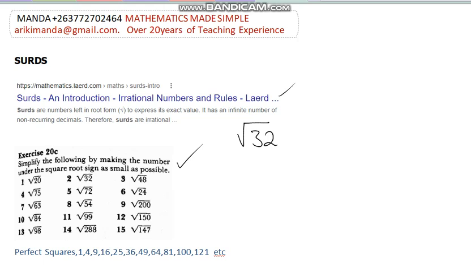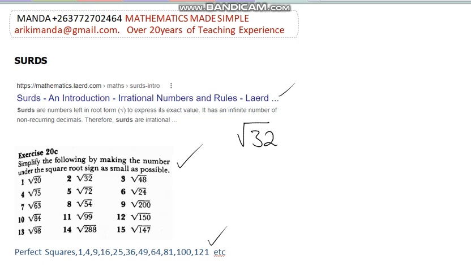If we are to make the number under the square root sign as small as possible, we should divide the number by a perfect square. Let's look at perfect squares. These are examples of perfect squares. How do we get perfect squares? When two identical numbers multiply, we get perfect squares.